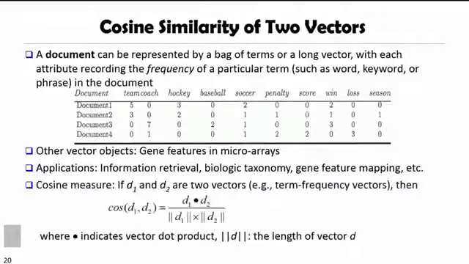between two vectors. The cosine measure is defined as follows. For example, we can consider the term frequency vector to look at their similarity. They are defined by the dot product of these two vectors divided by the product of their lengths.